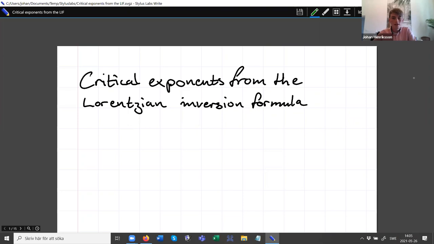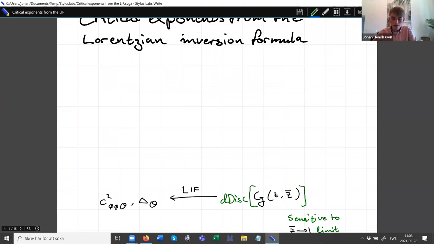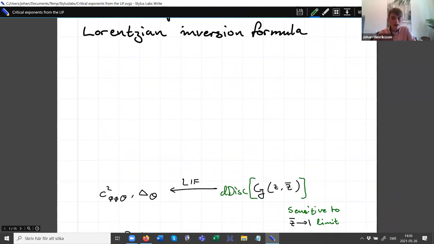As the title suggests, I've been invited to give a lecture on the Lorentzian inversion formula and how it can be used to constrain conformal field theories. In essence, this inversion formula by Simon Caron-Huot is in principle a dispersion relation for conformal field theories, and it works in Lorentzian kinematics. I like to think of it as a way of extracting conformal data, OPE coefficients and scaling dimensions, from the correlator, the four-point function. And this works through this inversion formula.